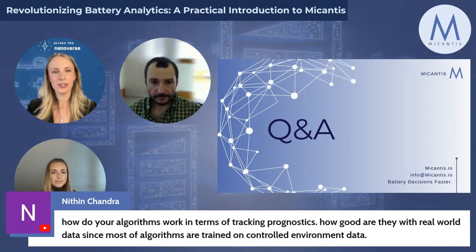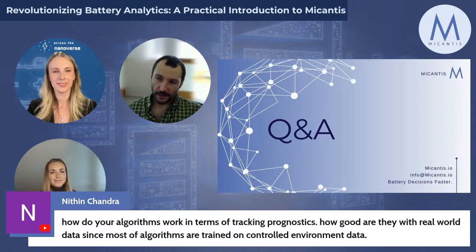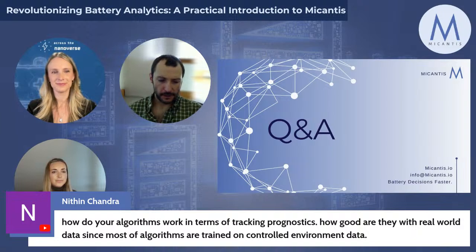We have a question. How do your algorithms work in terms of tracking prognostics? How good are they with real world data, since most algorithms are trained on controlled environment data? Yeah, so the word trained sort of makes me think here. There are lots of things that are possible to do with the data. And so we make it accessible, and you can graph it and look at correlations. We don't have a neural network or anything like that. So we're not trying to be a black box that predicts the future. That's not what we do.